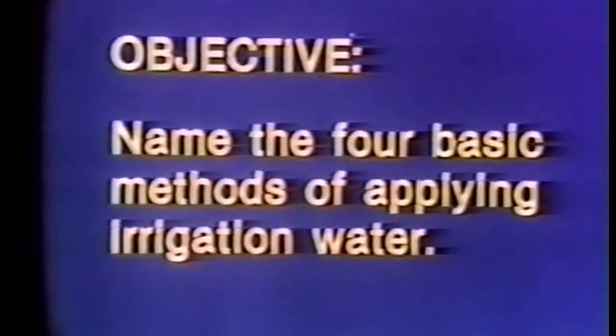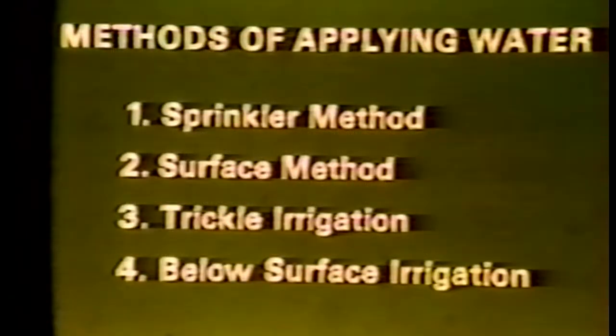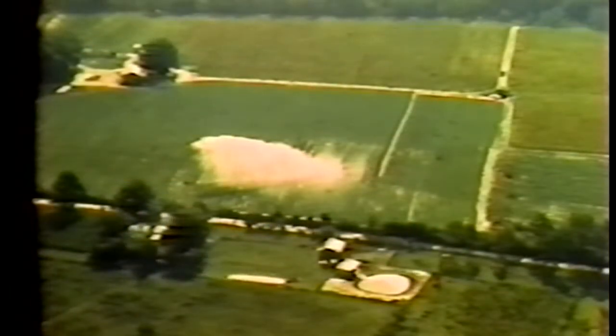In summary, the four basic methods of applying irrigation water are the sprinkler method, the surface method, trickle irrigation, and below-surface irrigation or sub-irrigation. You have learned in this section how you can help the farmer select a compatible application method for their particular conditions.